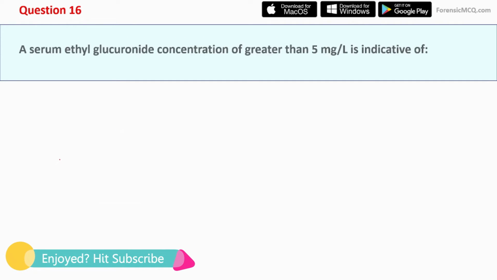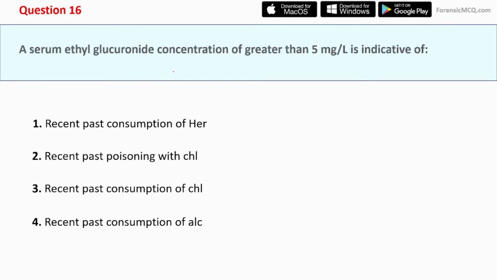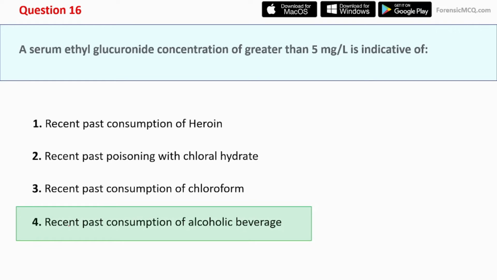Moving to question number 16. Serum ethyl glucuronide concentration of greater than 5 milligram per liter is an indication of: first, recent past consumption of heroin; second, recent past poisoning with chloral hydrate; third, recent past consumption of chloroform; fourth, recent past consumption of alcoholic beverages. So the correct answer will be option number 4, recent past consumption of alcoholic beverages.